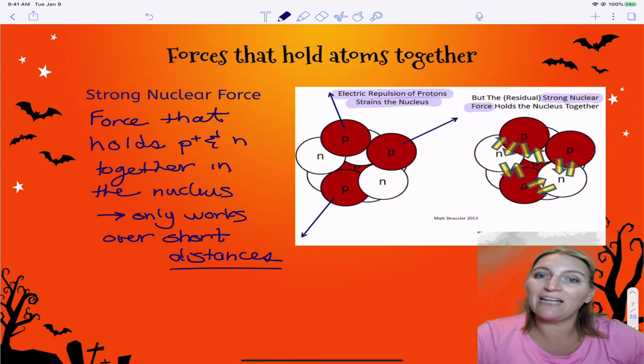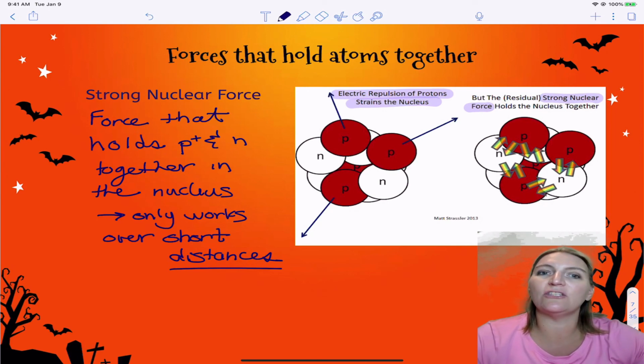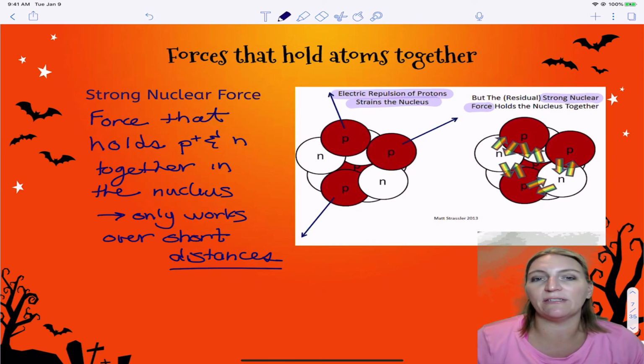So inside an atom, there are really 2 major forces at play. The electrostatic force keeps the electrons orbiting around the nucleus, because electrons are negative and the nucleus is positive. And the strong nuclear force is what holds the nucleus together. If it was not for the strong nuclear force, the electrostatic repulsion between the positively charged protons would force the nucleus completely apart.